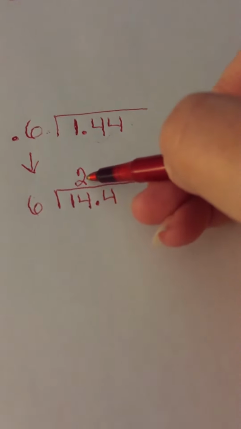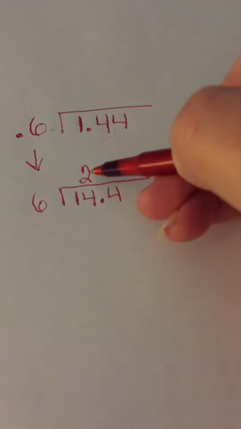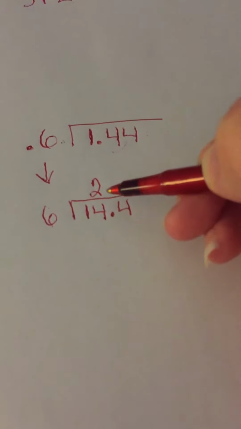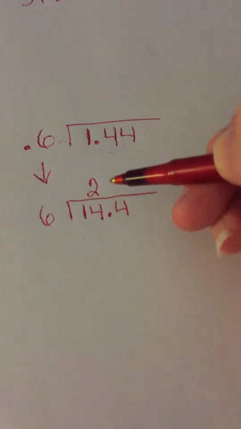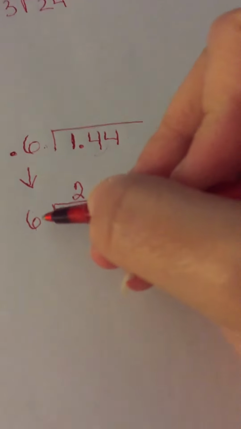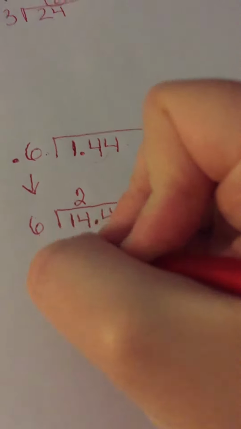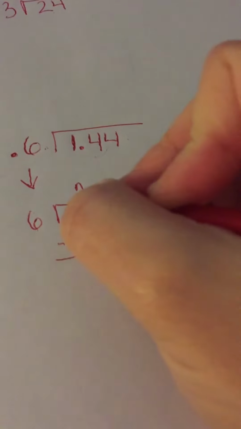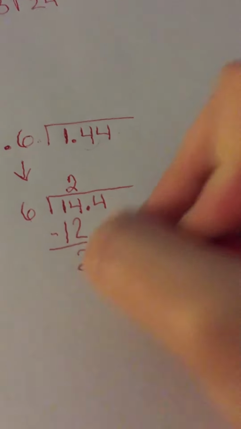If you place the digits in your quotient in the wrong location, you're going to get an incorrect answer at the end when you add the decimal point. Next step, 6 times 2 is 12. Then we subtract. 14 minus 12 is 2.